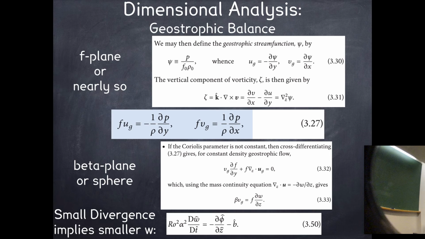They have to be the same size. So U over L is the same size as W over H. Or you could say that means that W is the size of U times H over L. So if the aspect ratio is wide, then W is smaller than U. That was what we talked about last time. This is how we got the hydrostatic balance.